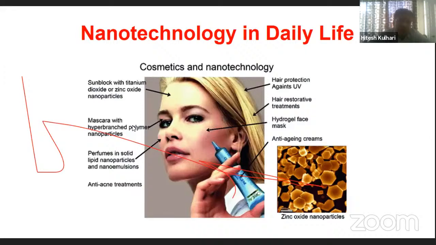Hyperbranched polymers are being used in mascaras. Solid lipid nanoparticles are used in perfumes and acne treatment. Anti-aging creams contain zinc oxide nanoparticles. Some hydrogels are present in face masks. And similarly, various hair products contain anti-UV products, so that the sun will not affect the hair. So nanotechnology is all around us.